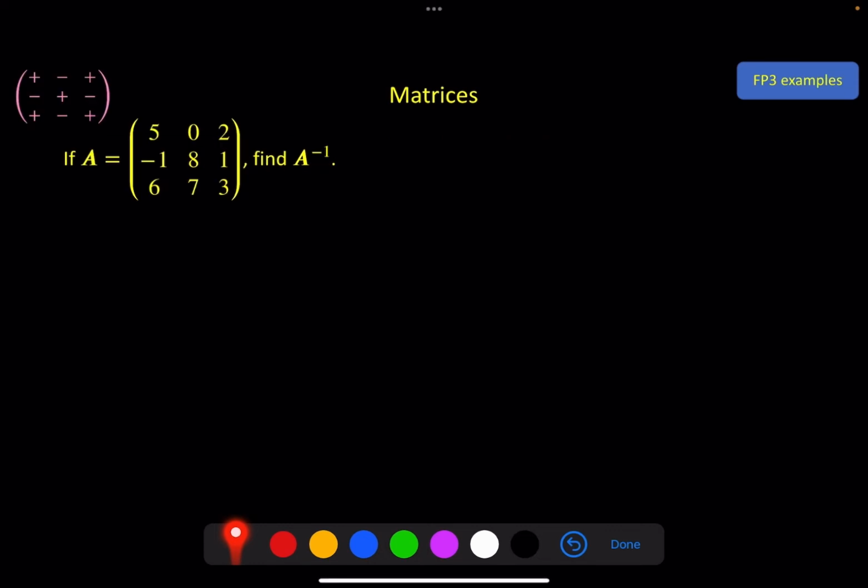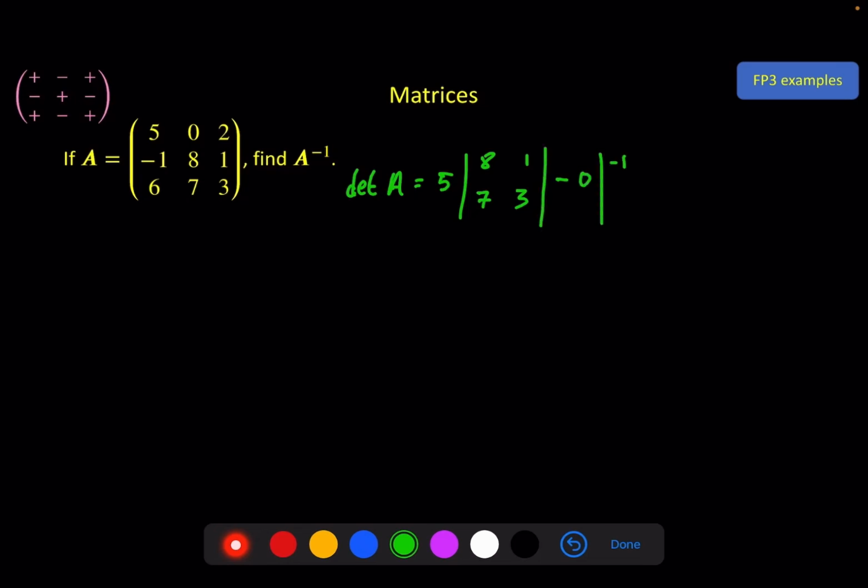So full example here, little cofactors pattern in the corner. First, the determinant of A. We have 5 times 8173 minus 0 times -1, 163. And if we just wanted the determinant, I wouldn't calculate that, but I'm going to calculate that because that will be the minor that I'll use in the next step anyway. So it's worth knowing what that is. Plus 2 minus 1, 8, 6, 7.